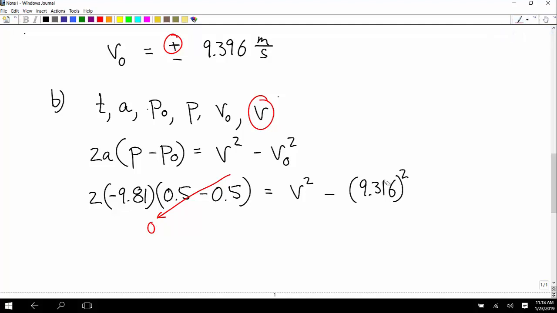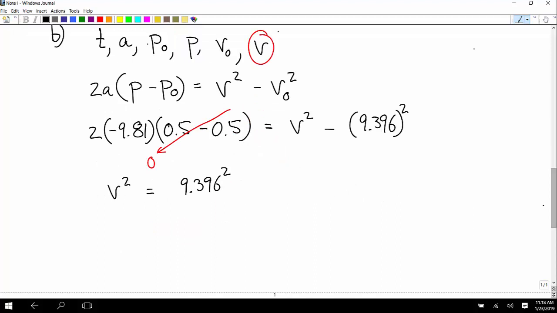Round off error. Just kidding, that's not really round off error. It's 9.396. Okay, so the whole left side goes away, and what you're left with is v squared is equal to 9.396 squared, or in other words, v is equal to plus or minus 9.396. At this instant, it's on the way down in the negative direction, and so the answer is negative.